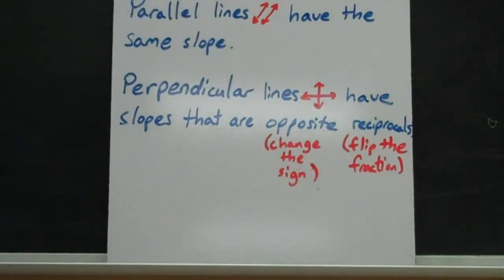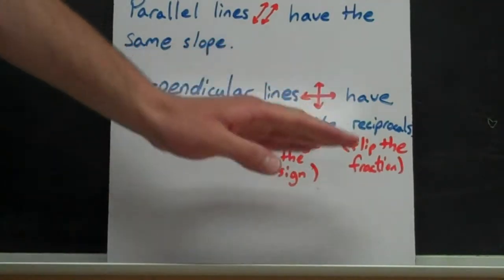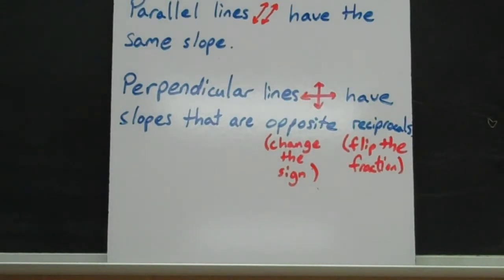Perpendicular lines, they cross, and they cross at a 90-degree angle. So they're basically going in completely opposite directions. They have slopes that are opposite reciprocals. Opposite means we change the sign. So if our original slope is positive, the new slope will be negative.